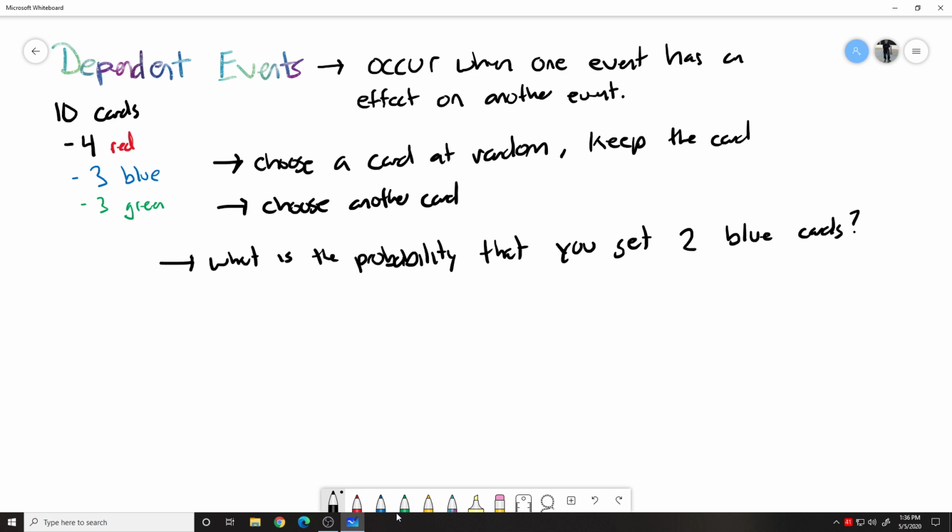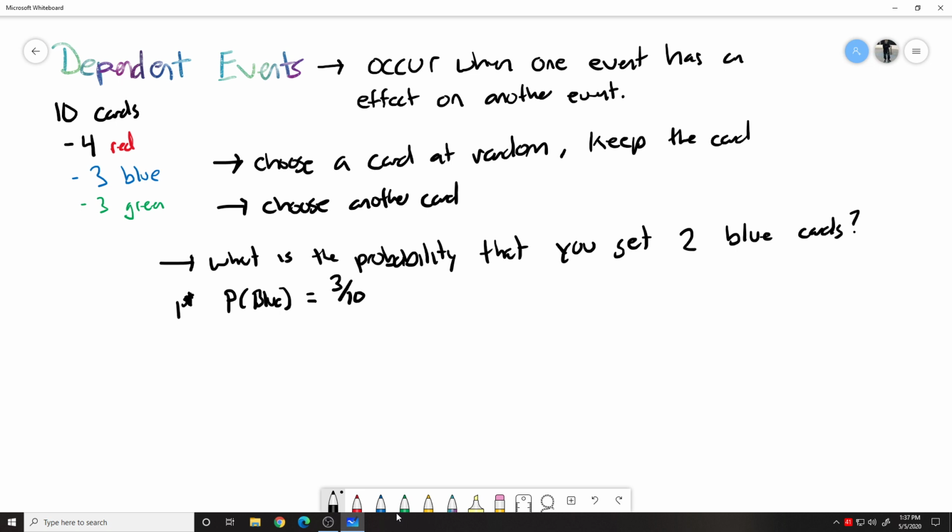So on my first pick of a card, we're trying to get 2 blue cards. What's the probability on my first pick that I get a blue card? Well, that's easy. Everyone should know how to do that, because that's just simple probability. It's the first thing we did. There are 3 blue cards in a deck of 10, so you have a 3 in 10 chance of getting a blue card.